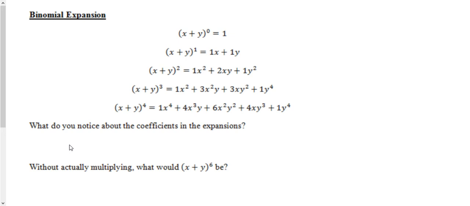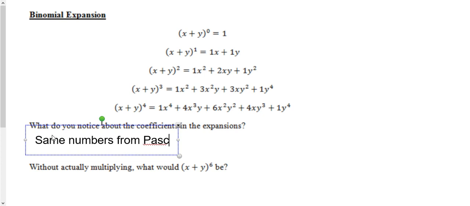So, what do you notice about the coefficients in the expansion? Same numbers from Pascal's triangle, and hopefully you notice that. So they are all the same numbers from Pascal's triangle. So let's just write a quick note. Same numbers from Pascal's triangle. Without multiplying, what would x plus y exponent 6 be?